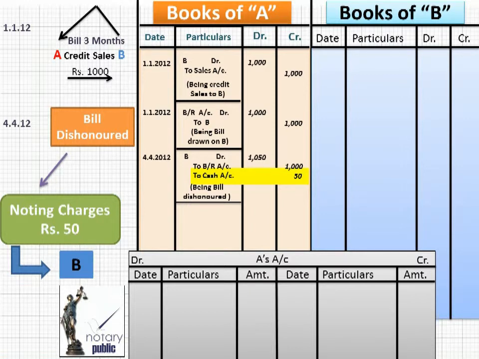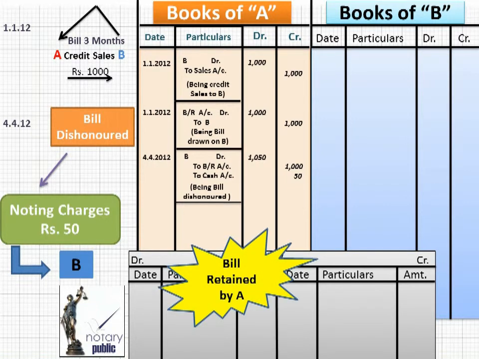So in this way, when you pay ₹50 as noting charges, you will inform B that your bill is dishonored, the bill has been noted down in the register, and I have paid ₹50 as noting charges. This money will be recovered from you in future. So in this way, the journal entries will be passed in the books of A for dishonoring. In this situation, I have assumed that the bill was retained by A till maturity.